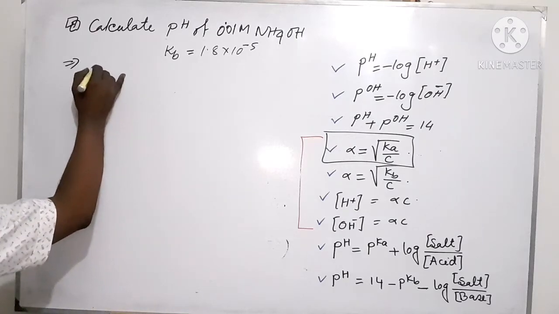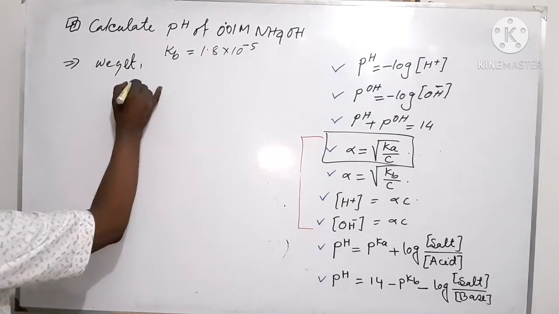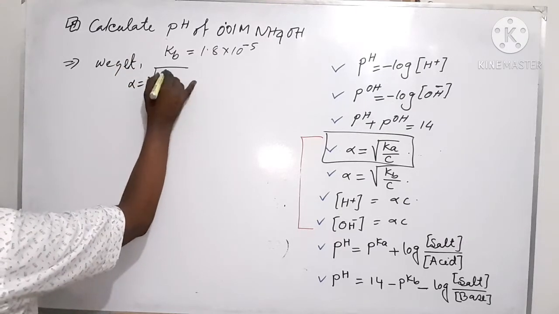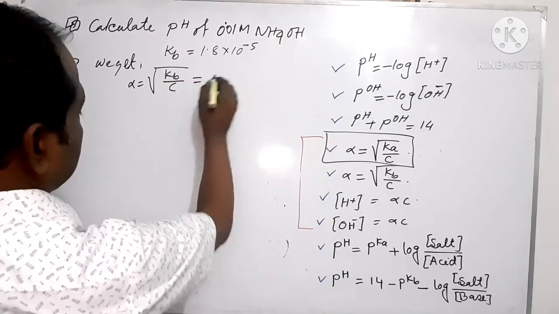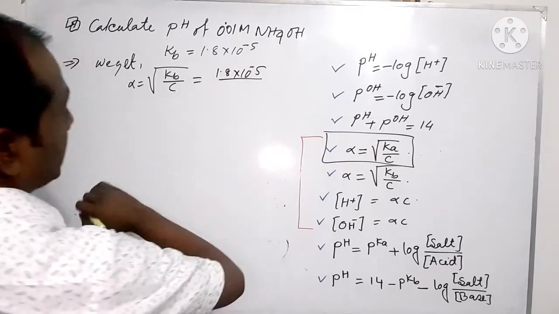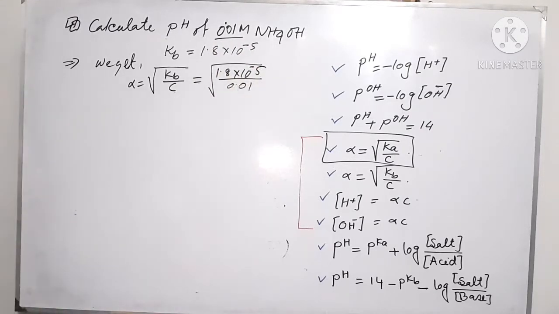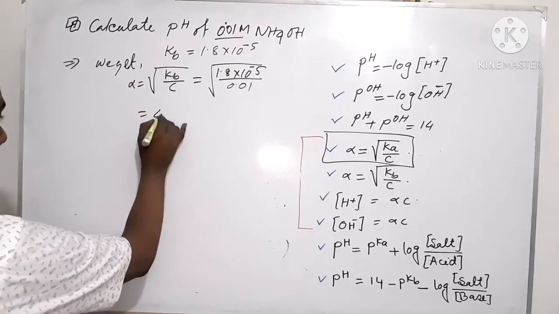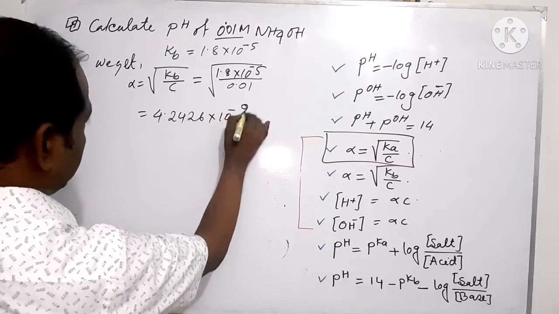So at first we get alpha equal to root over Kb by C, and this is 1.8 into 10 to the power minus 5 divided by the given concentration 0.01, and we get the value of 4.2426 into 10 to the power minus 2.